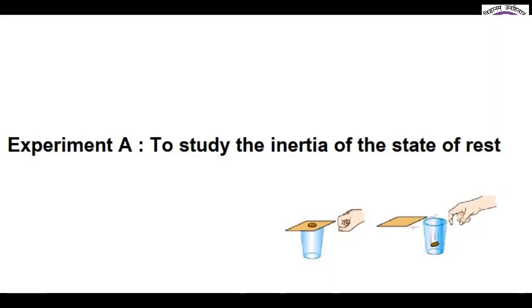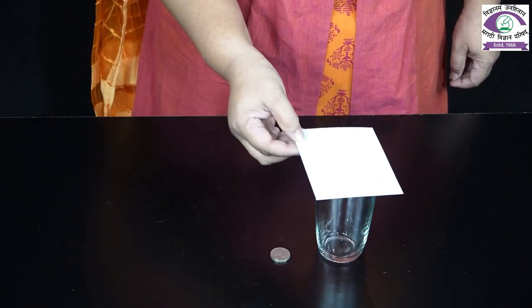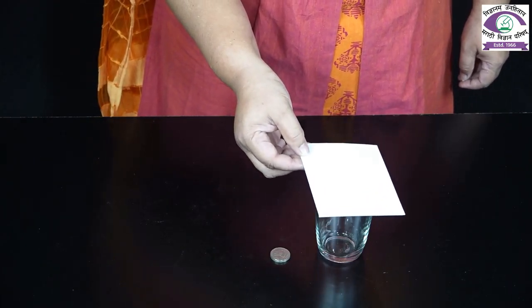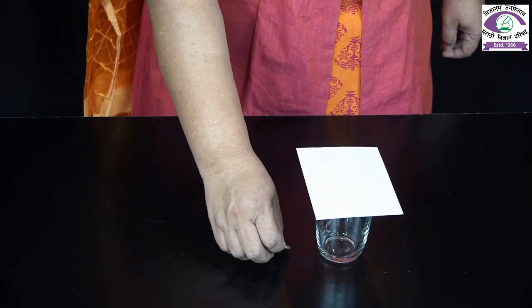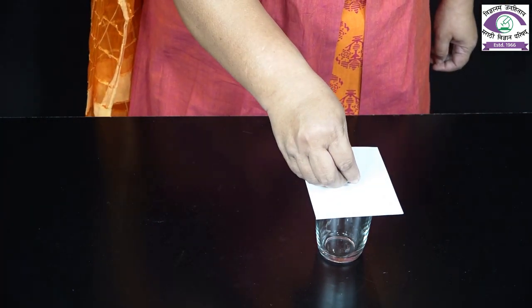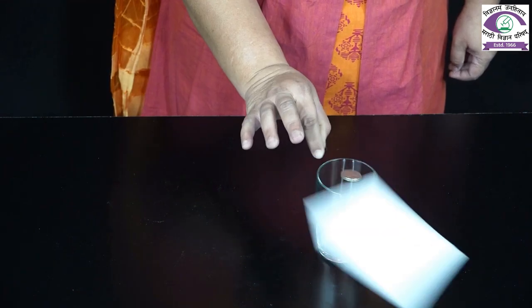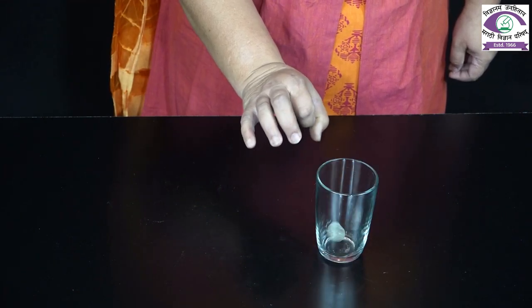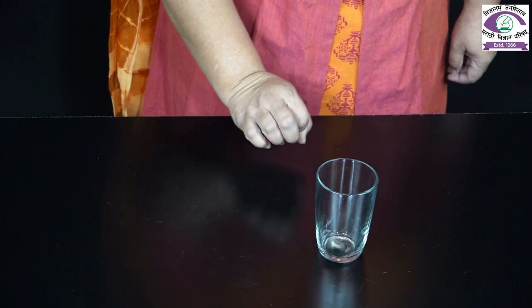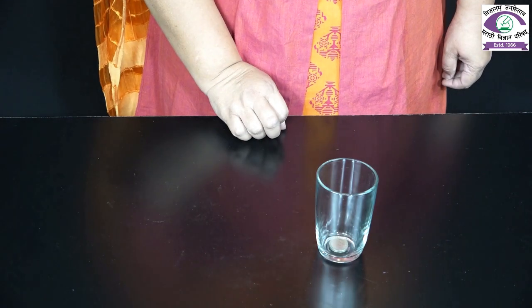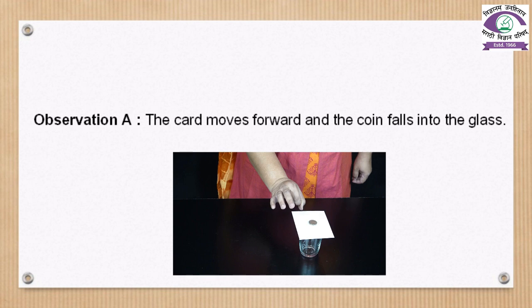Experiment A. To study the inertia of the state of rest, take a postcard or a piece of card paper and keep it on a glass. Place a coin on the card. Flick the card quickly and skillfully. Observe and note the motion of the coin. Observation. The card moves forward and the coin falls into the glass.